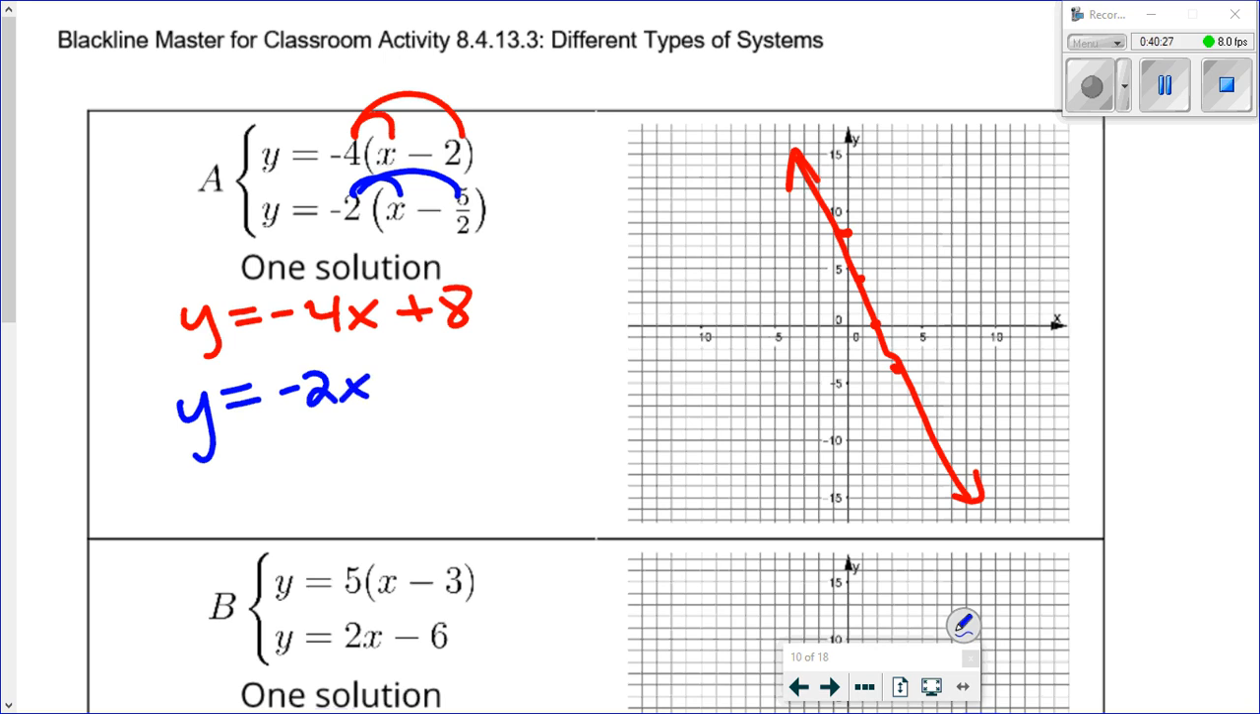And -2 times -5 halves, remember, a negative times a negative makes a positive. And 2 times 5 halves, the 2's cancel out, and I'm just left with 5. So that tells me my y-intercept is at 5. And from there, I am going down 2 over 1, down 2 over 1, and so on and so forth.